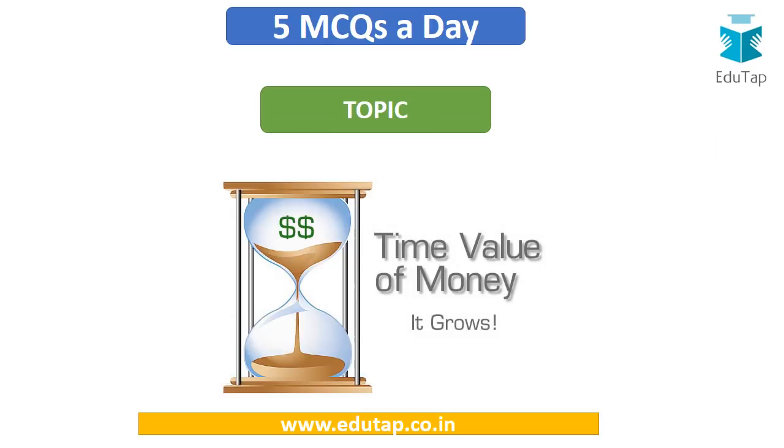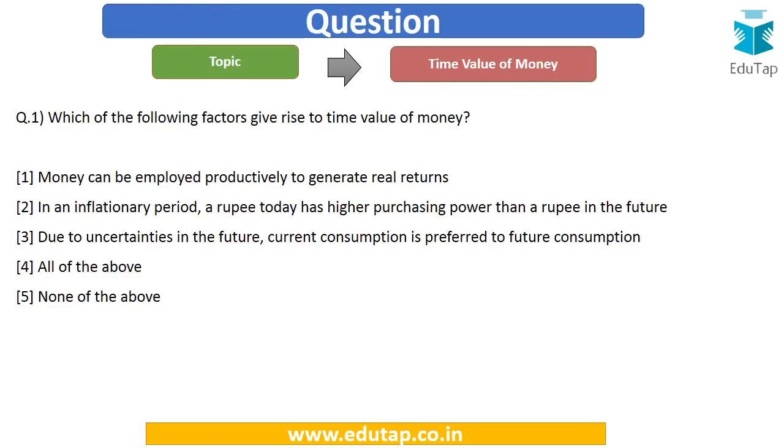Now let's come back to our topic and start our discussion on time value of money. So guys, let's start with the first question. Which of the following factors gives rise to time value of money? Money can be employed productively to generate real returns. In an inflationary period, a rupee today has higher purchasing power than a rupee in the future. Due to uncertainties in the future, current consumption is preferred to future consumption. All of the above or none of the above.